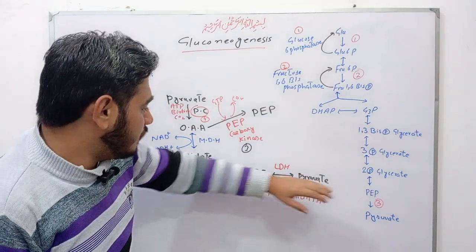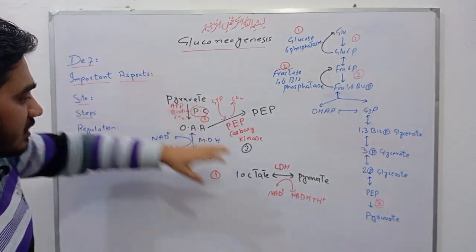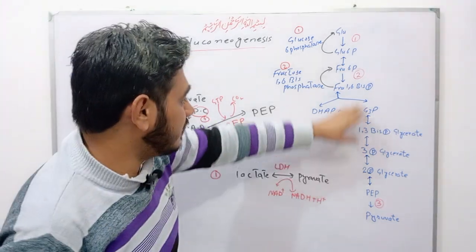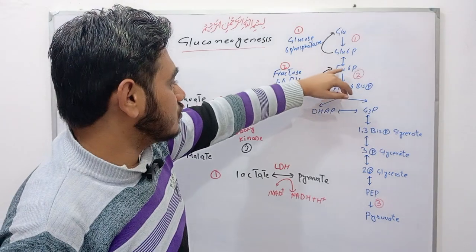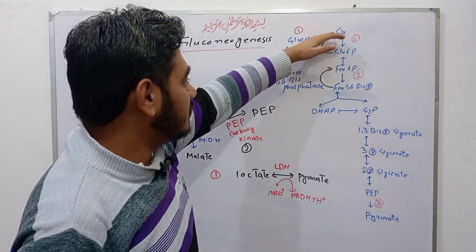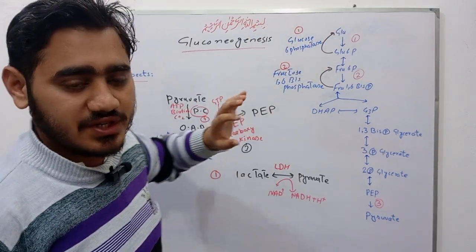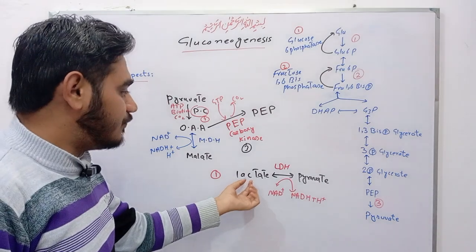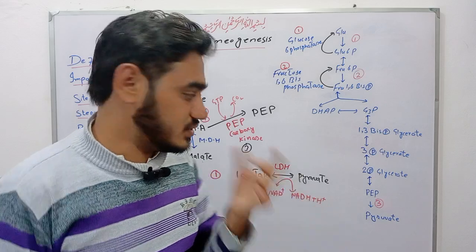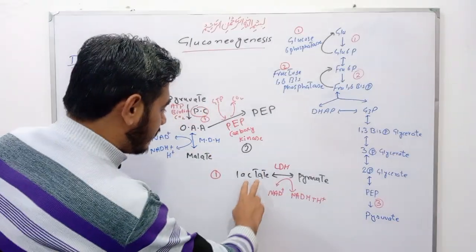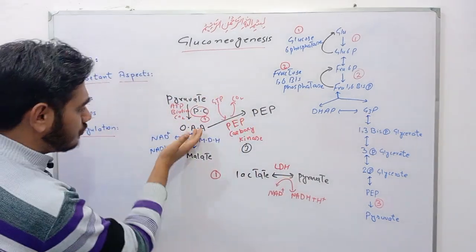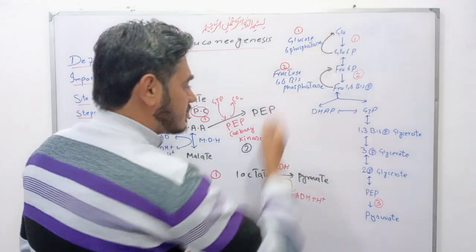And then pyruvate converts into oxaloacetic acid, which converts into phosphoenolpyruvate, and then again here fructose 1,6 bisphosphate converts into fructose 6 phosphate with the help of fructose 1,6 bisphosphatase enzyme, and glucose 6 phosphate converts into glucose with the help of glucose 6 phosphatase enzyme. In this way, lactate forms glucose. First of all, lactate converts into pyruvate in a reversible reaction, and then pyruvate converts into oxaloacetic acid, and then again the same reactions.